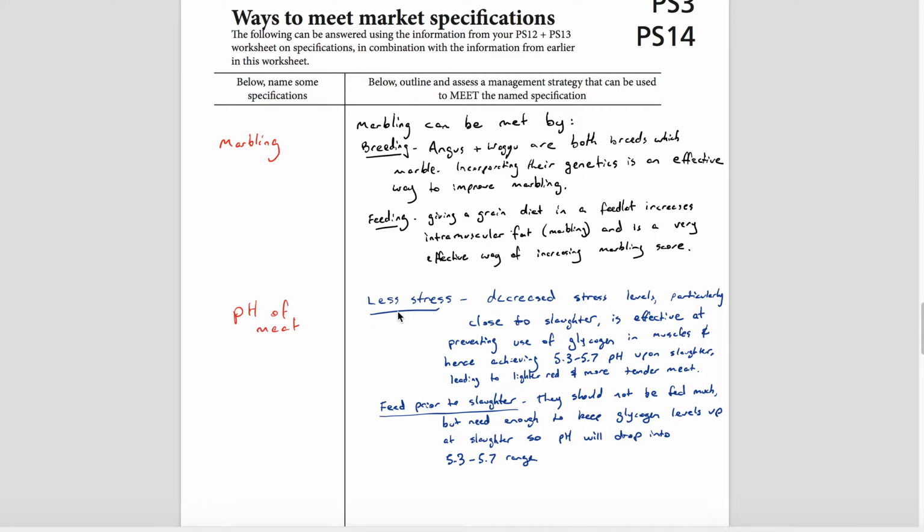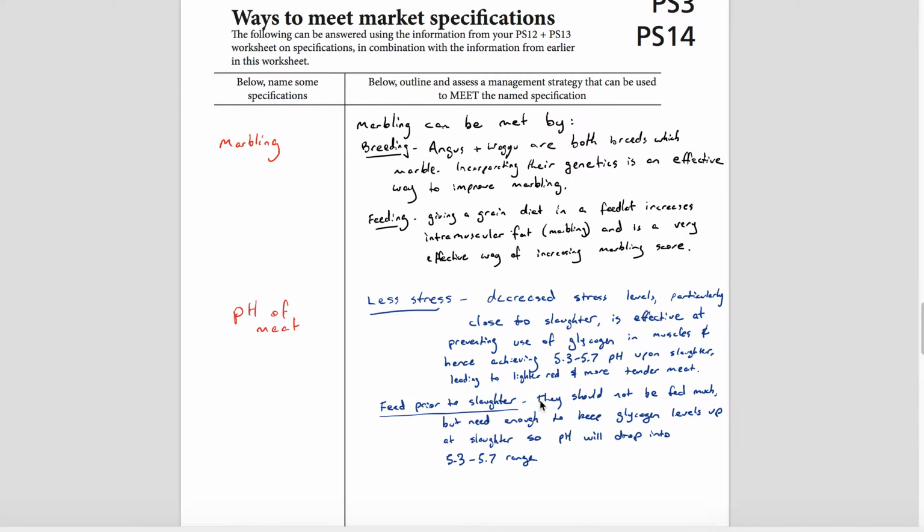Basically, a couple of ways here. If you have less stress on the animals and decreased stress levels, particularly close to slaughter, it helps prevent use of glycogen in their muscles and hence achieving a 5.3 to 5.7 pH upon slaughter. And this leads to lighter red and more tender meat.